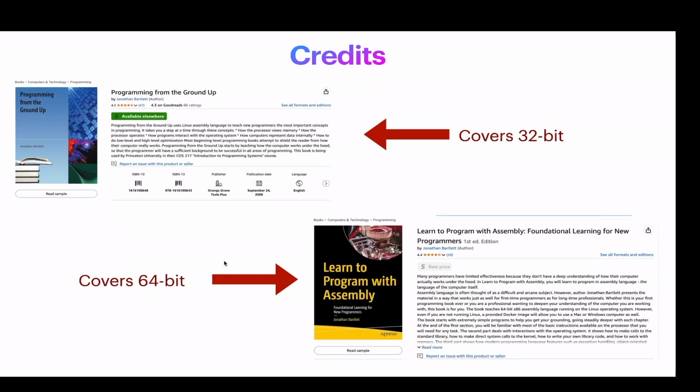Let's give some credit where it's due. If you really want to understand assembly language programming, I would suggest reading these two books. These two books are written by the same author, Jonathan Bartlett. The only distinction between these two books is the one at the top covers 32-bit and the one at the bottom covers a 64-bit operating system. These two are excellent books to learn assembly language programming.